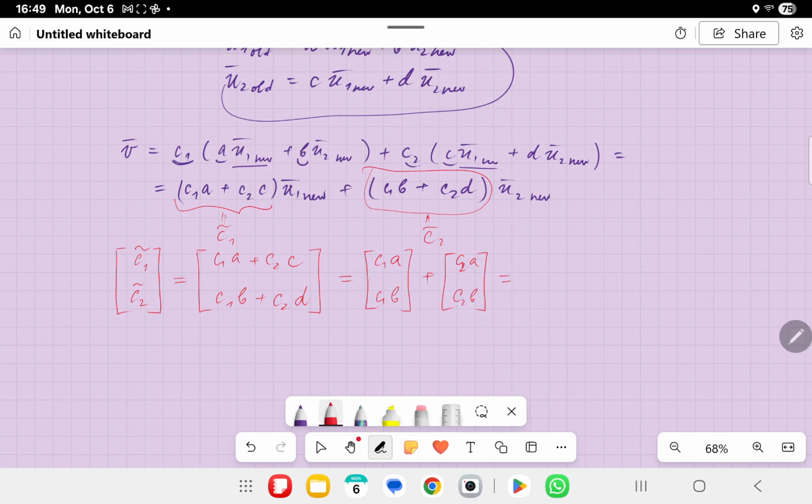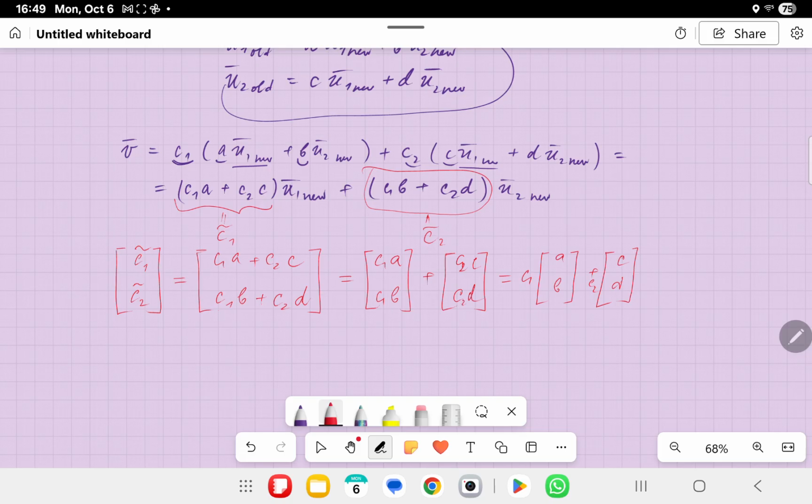Because C1 repeats here and here, I'm going to take it outside: A, B, plus C2 times C, D. Sorry, I put A, B instead of C, D. I made a little mistake over here and over here. It's supposed to be C and it's supposed to be D.